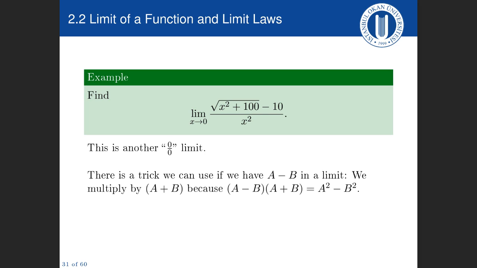Why are we going to multiply it by a plus b? Because a minus b multiplied by a plus b is equal to a squared minus b squared. So in this limit, I'm thinking of this as the a, and I'm thinking of this as the b. So what we're going to do is multiply the top and the bottom by the square root of x squared plus 100 plus 10.